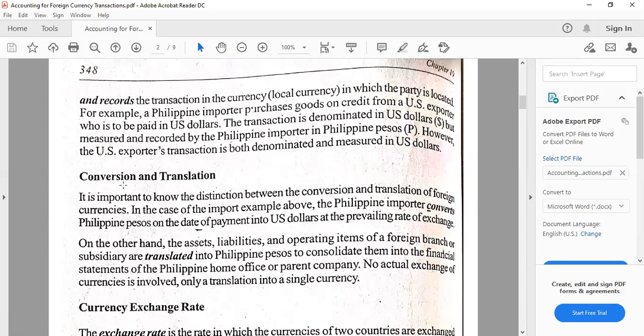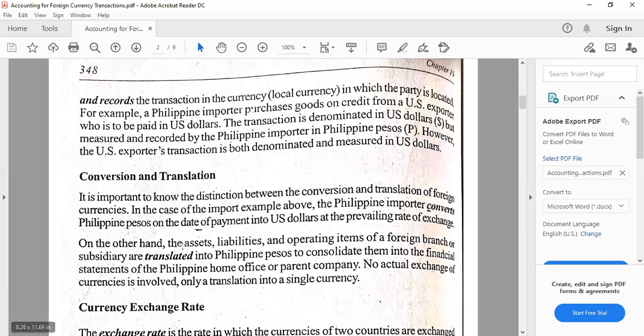If we say conversion, this means actually the process of changing or calculating the equivalent amount or value of Philippine pesos, for example, into US dollars or vice versa at a certain point in time. So normally we have exchange rates for currencies on a daily basis. So if we do such, that's called conversion if we talk about transactions. But if we talk about financial statements, the proper term is translation.